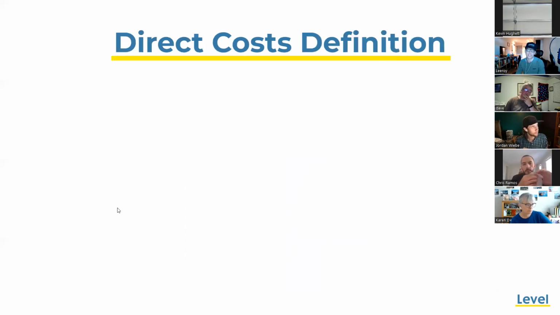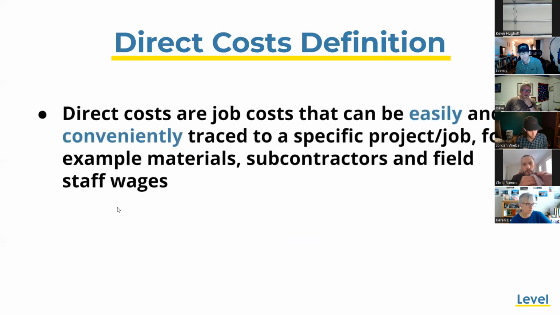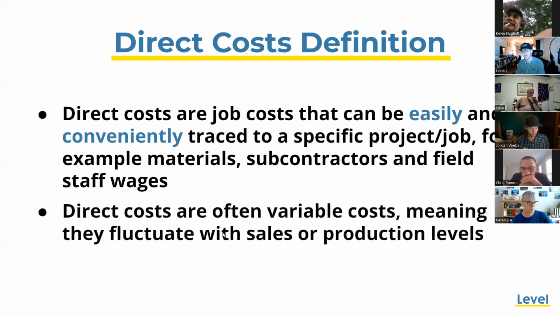Basically, the definition of direct costs, like you pointed out, is those costs that are required to actually perform the work and that can be easily and conveniently traced to it. Direct costs are job costs that can be easily and conveniently traced to a specific project or job. For example, materials, subcontractors, and field staff wages. The other thing to bear in mind is direct costs are often variable costs. Most of the time, as you produce more, you would incur more of these expenses.